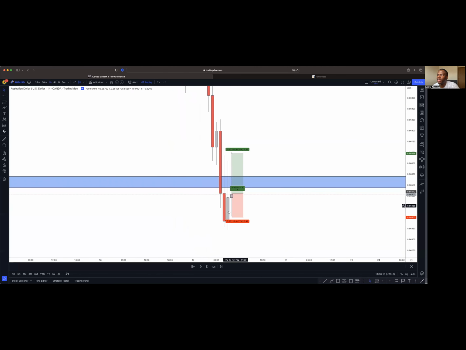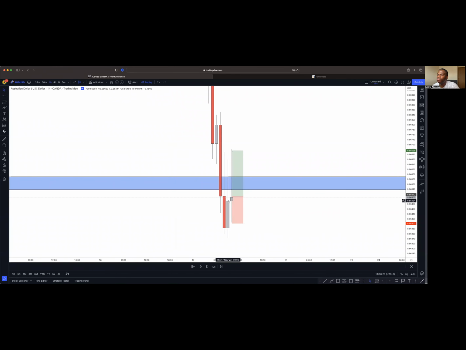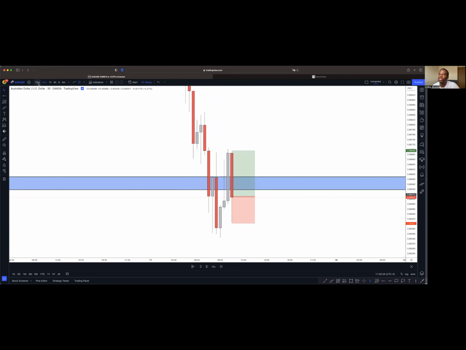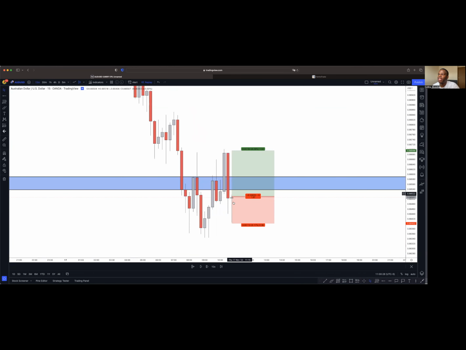So I'm looking at it like, okay, since this candle is bullish, this candle is quite bullish because we still closed above the body of this candle. I'm expecting price to come back up to fill this wick of this candle. So that was my analysis on this trade. And immediately after this candle printed, I took my buy.